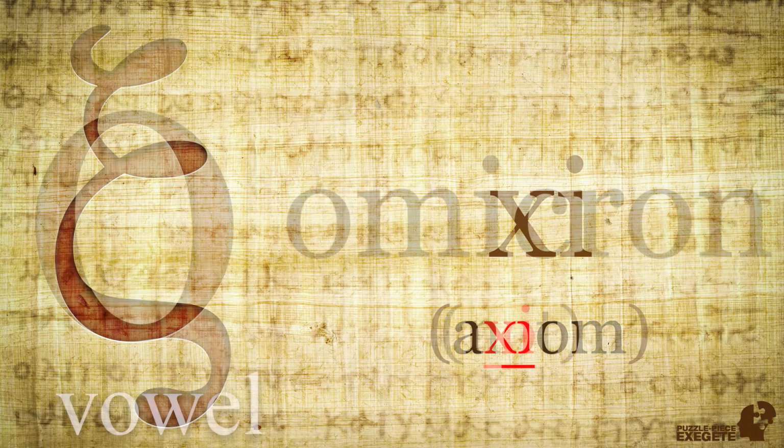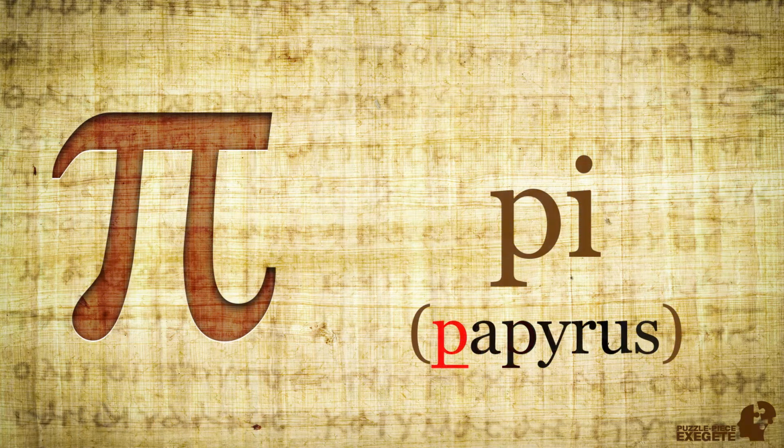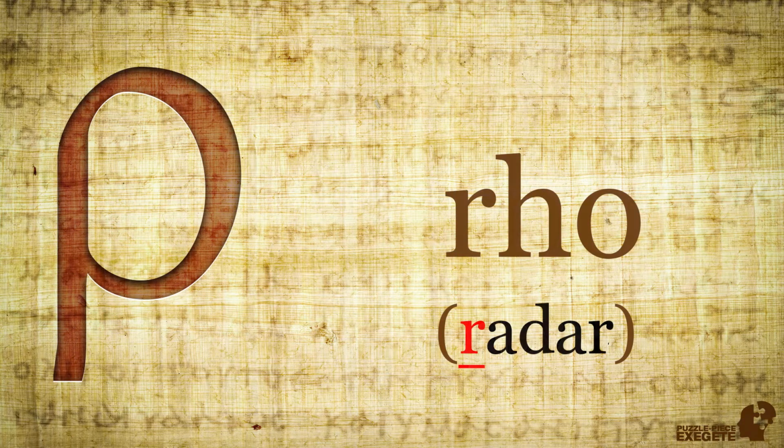Next letter is the letter omicron. It's the short O sound, like in not. Next letter is P. You might have seen this as pi in math, but in Koine Greek it's P, like papyrus. Actually, if you look back at that kind of faint writing, that is papyrus 72 or P72, one of my favorite manuscripts. The next letter is the letter rho, like the R in radar. Now be careful, this kind of looks like a P, but it's actually the rho sound in Greek.